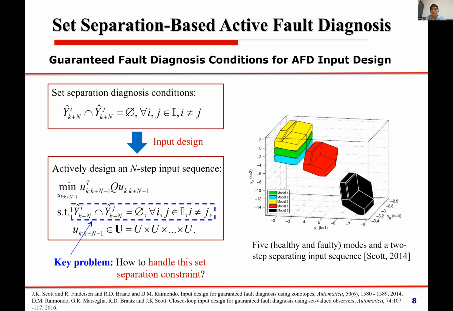On the right side is a figure taken from Scott 2014. Here it considered five modes, one healthy and four faulty modes. It designs a two-step separating input sequence. So we can say that all the output sets are separated from each other. In this case, the two-step separating input can be used to guarantee fault diagnosis online.